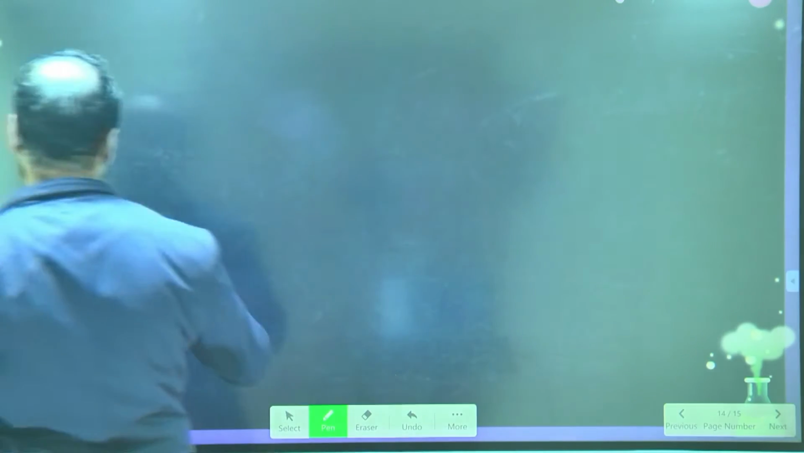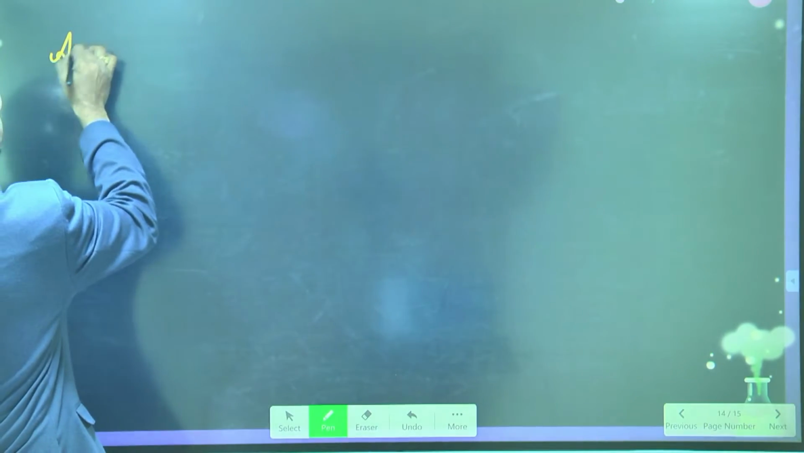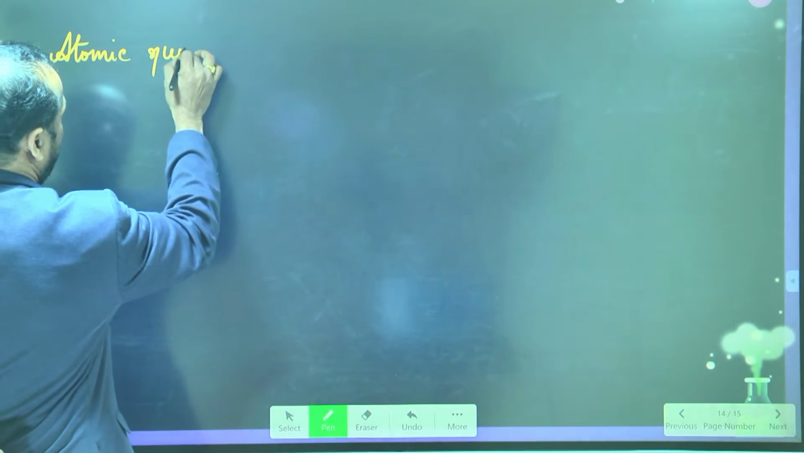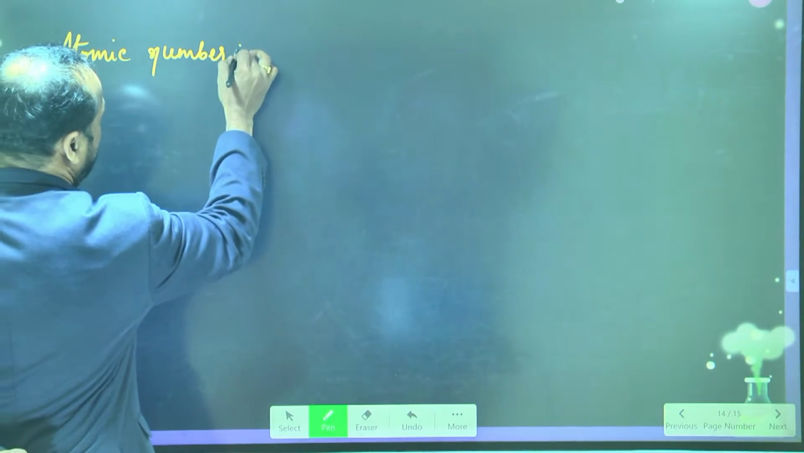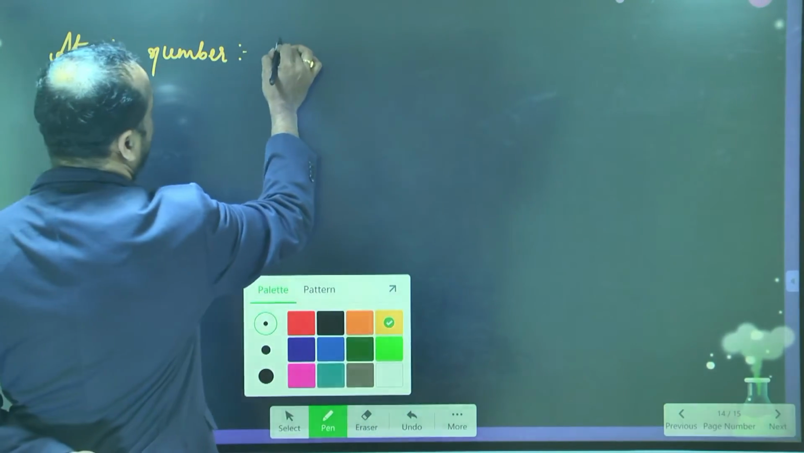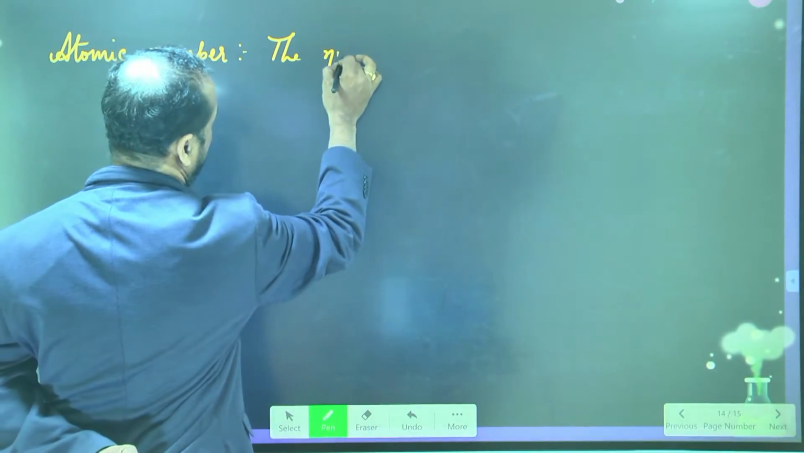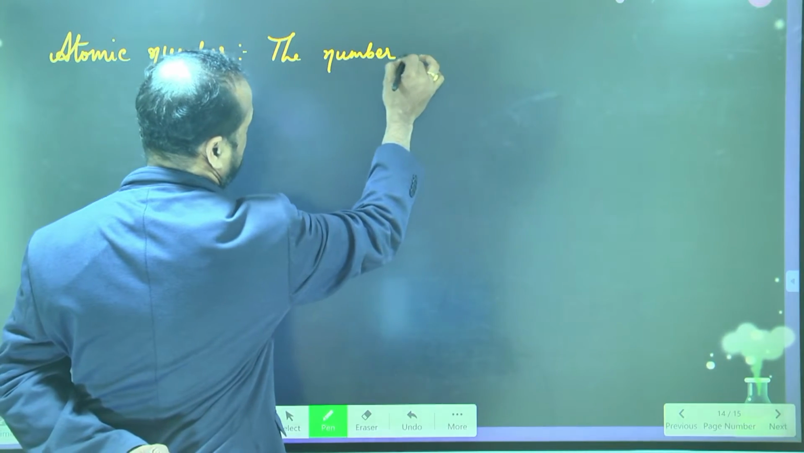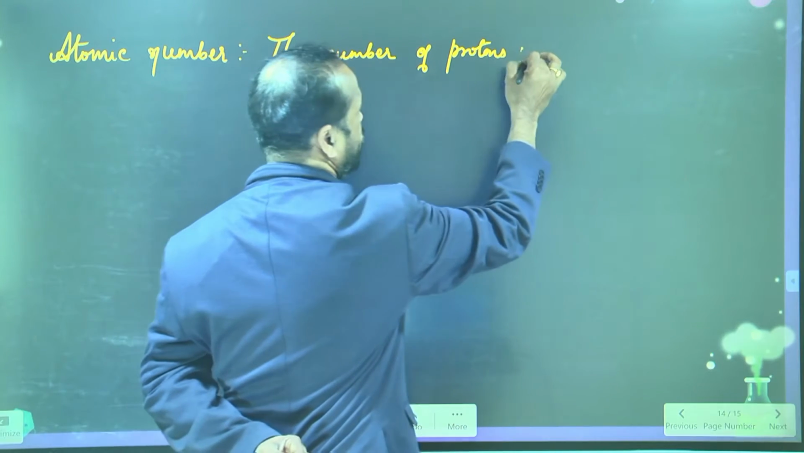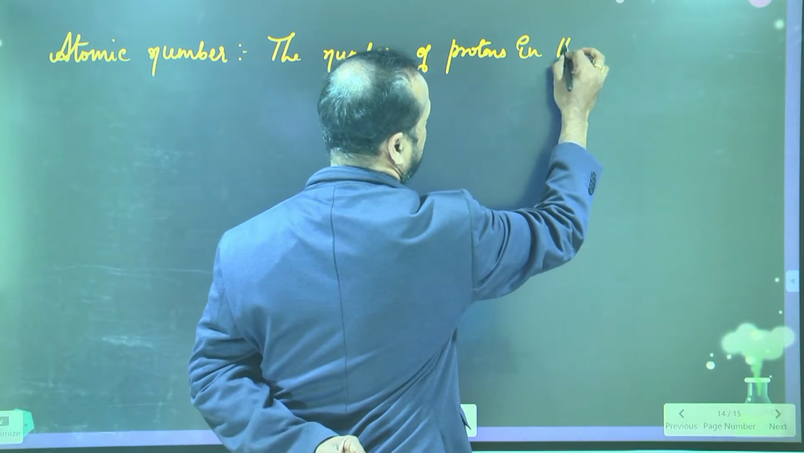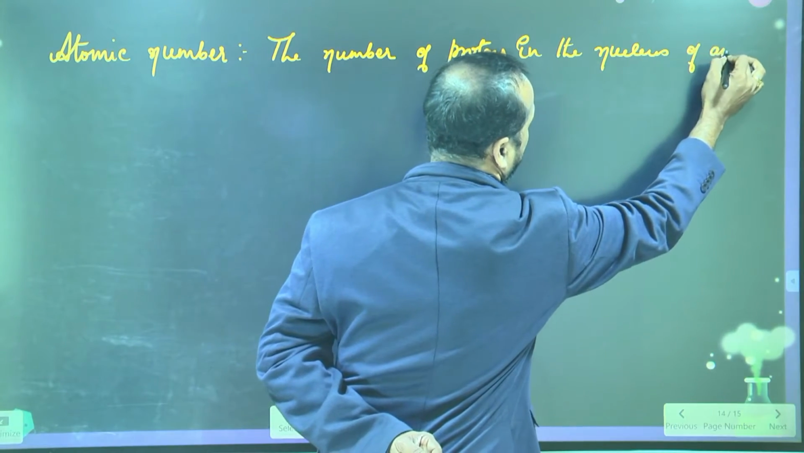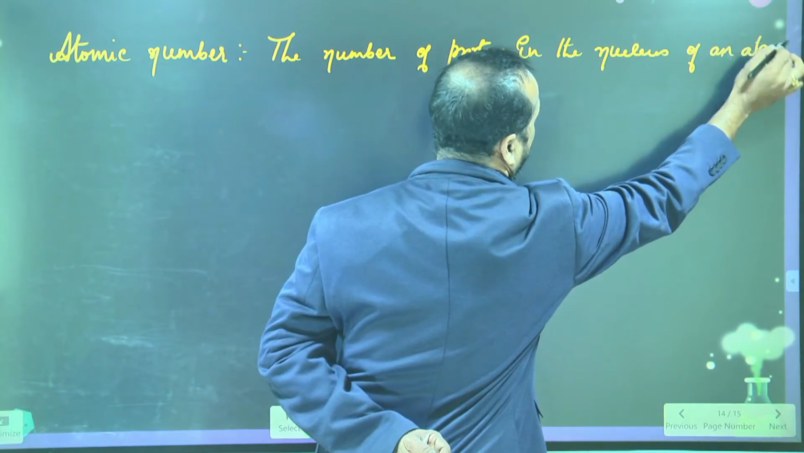Every element has one number which is called the atomic number. The definition of atomic number is the number of protons in the nucleus of an atom.